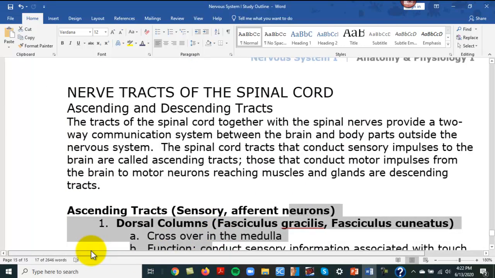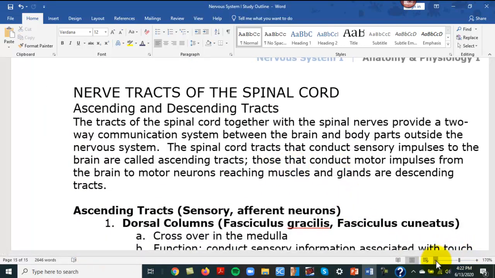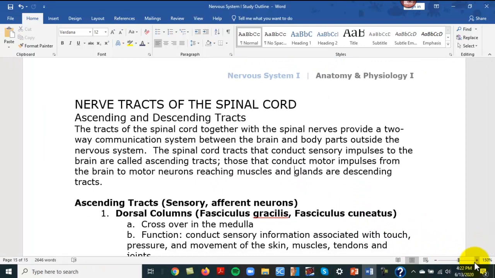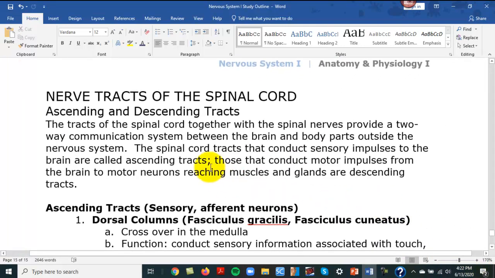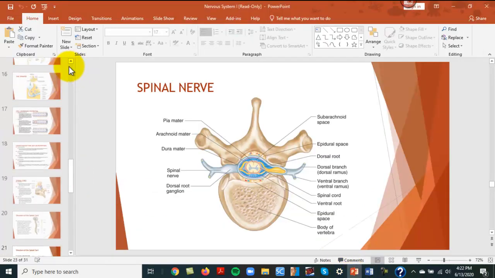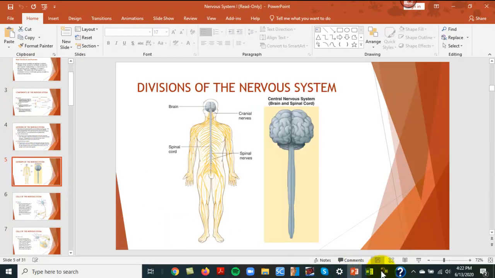So last part to this section, and I'm trying to keep this video short, what are called the ascending, descending tracts of the spinal cord. I said I wasn't going to go back, and now this is my third time I've fibbed.